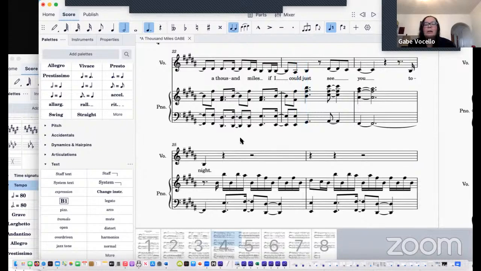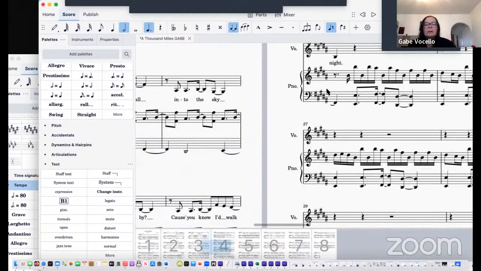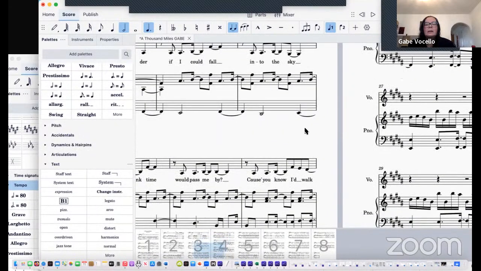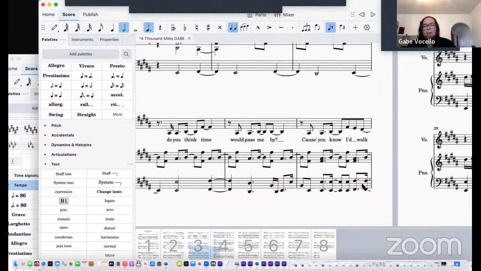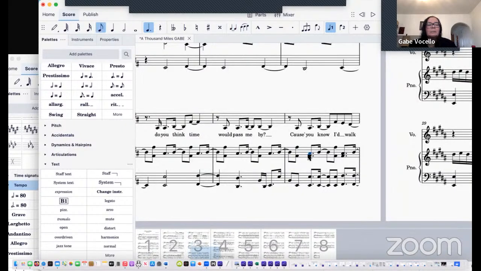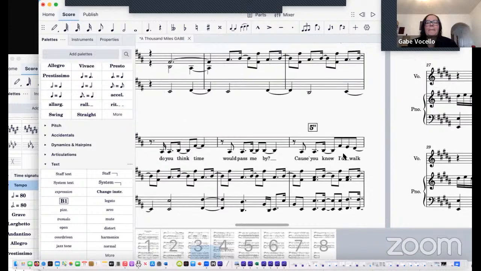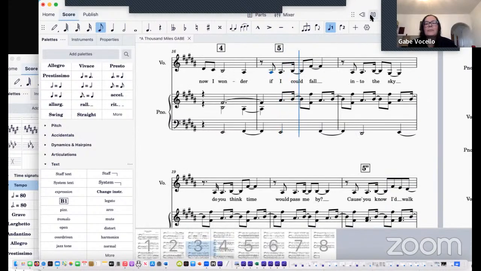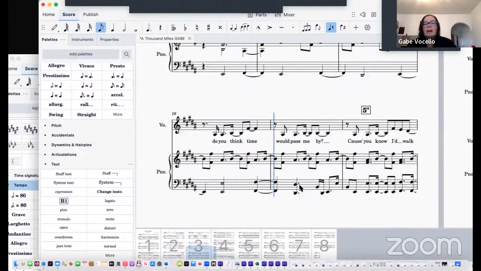I'm going to call 5 with the variation of the bass line, because the bass line changes. The upper part stays the same. Let's listen. I'm going to call this 5 line. Let's listen from 5 line. Bass line.